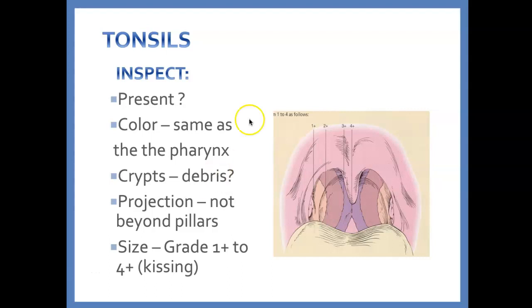And we talk about pillars, and you look at this little pictorial here. You have 1 plus, 2 plus, 3 plus, 4 plus, and these pillars on the back of your throat. You're going to grade them from 1 plus, which is very small, to 2 plus, to 3 plus, which is almost kissing. Like if you look at this one here, this is nice and pink, that would be a 1 plus. If it's here with this peachy color, that would be what we would call a 2 plus. If they're really inflamed, that would be a 3 plus. If they are 4 plus, they are almost kissing.